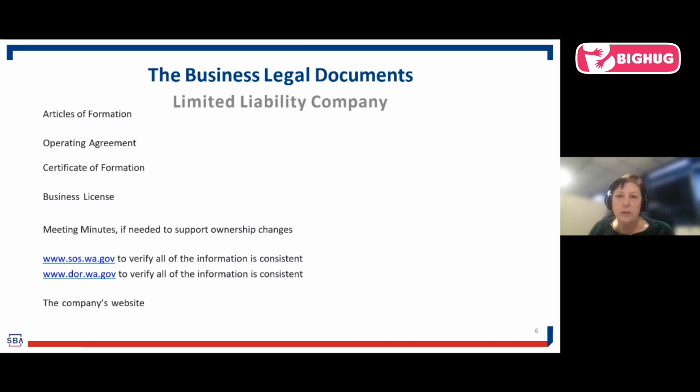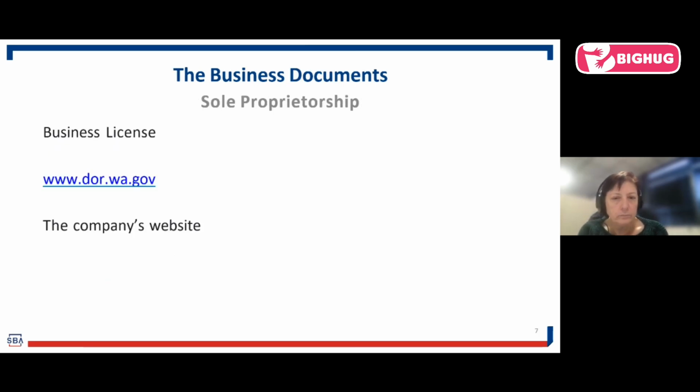The Secretary of State will issue a certificate of formation for your limited liability company, and the Department of Revenue will do the business license. So again, with the meeting minutes, if there's been any changes in the ownership and or responsibilities, duties, authorities, you want to include that information in there as well over time. Again, Secretary of State, Department of Revenue, and your website, all that information needs to be consistent, just like with a corporate document. Next slide, please.